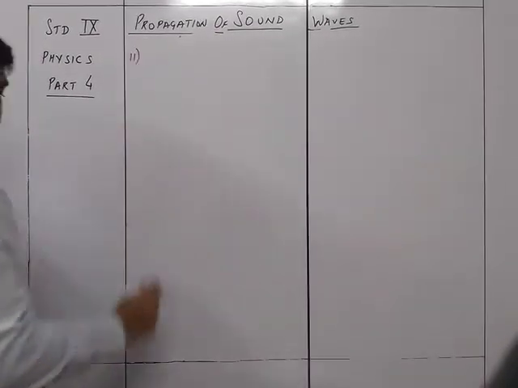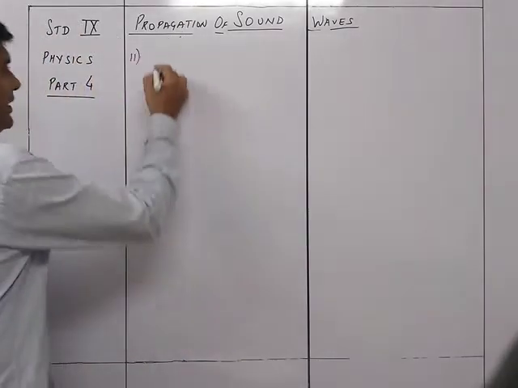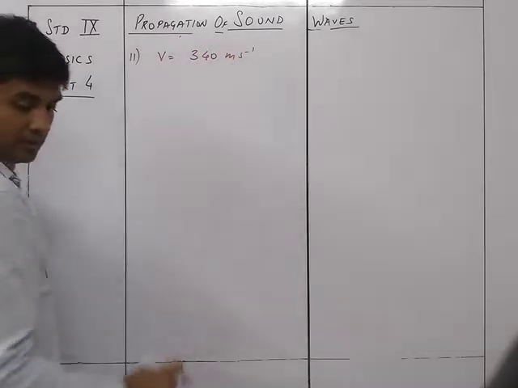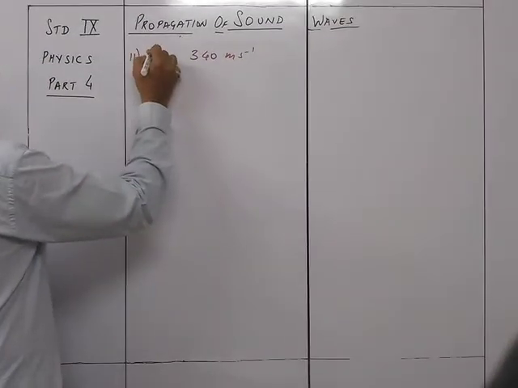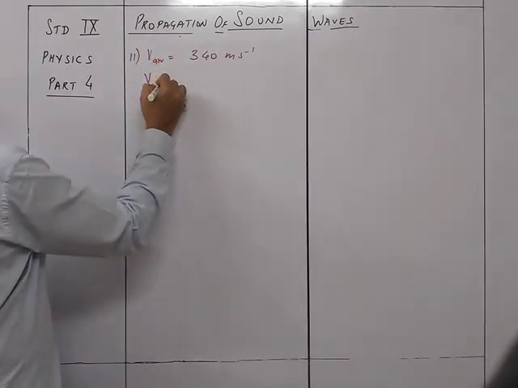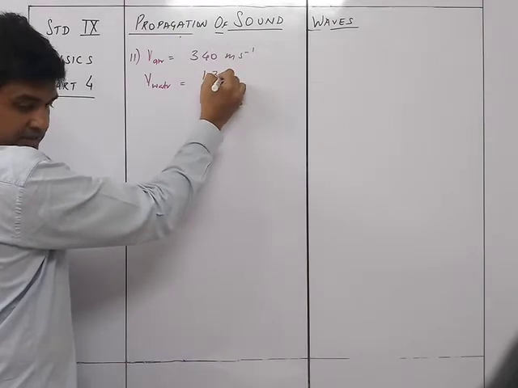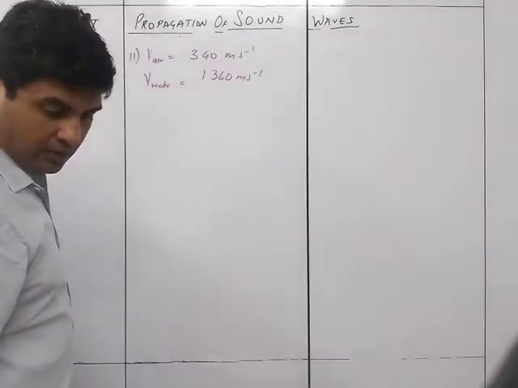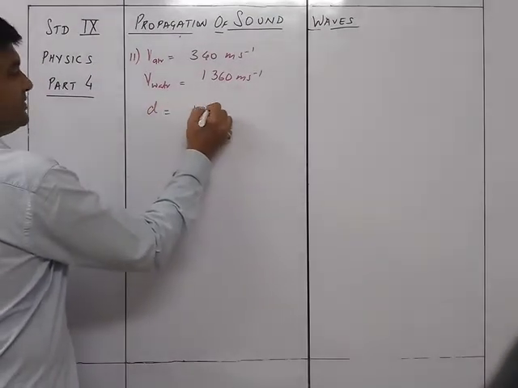Sum number 11. Assuming the speed of air is equal to 340, so we have V is equal to 340 meter per second in air, and V in water is equal to 1360 meter per second. Find the time taken to travel. The distance is equal to 1700 meters.